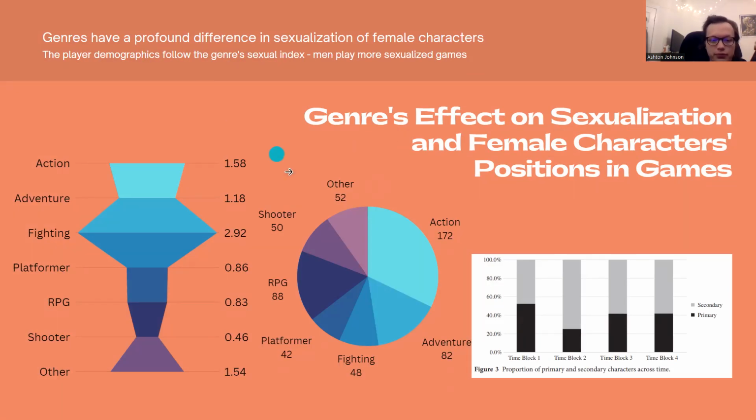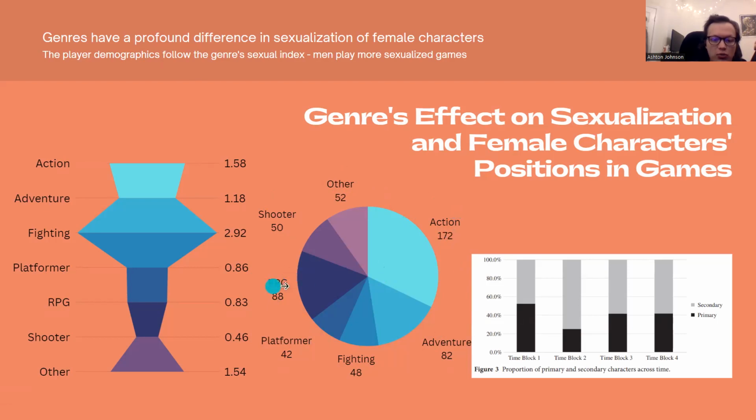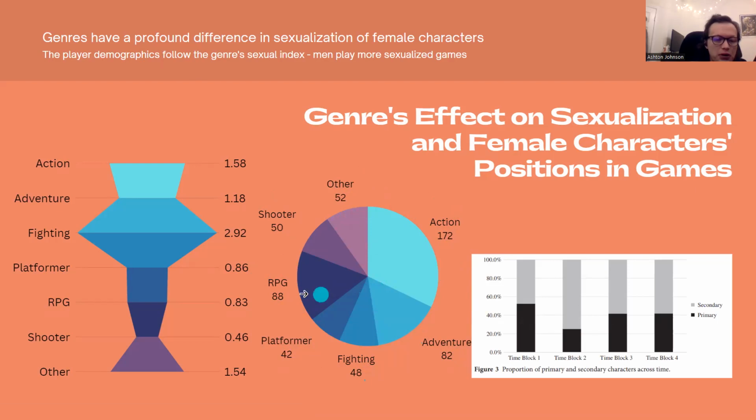So first, we'll look at this middle graph. This is just of those 571 games. This is where they fall into the 7 genre categories that were given. You can see that the action category had the most, RPG and adventure kind of next, and then other, shooter, platformer, and fighting kind of being equal sizes.